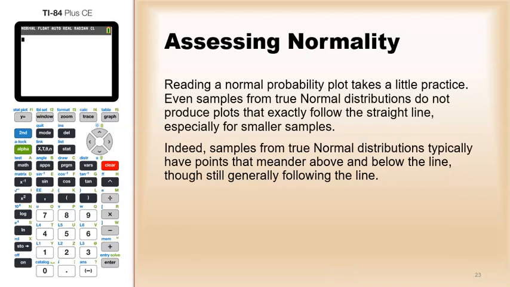So reading normal probability plots takes a little practice. Even samples from true normal distributions are never going to be perfect, especially if you have smaller samples. Indeed, samples from true normal distributions will typically have points that meander above and below, but will generally follow the line. As you take larger and larger samples, it looks better and better, but for smaller samples, it'll generally snake, meander above and below.